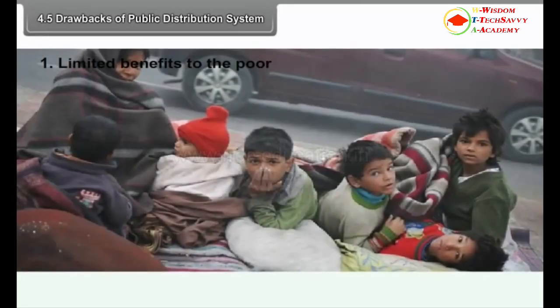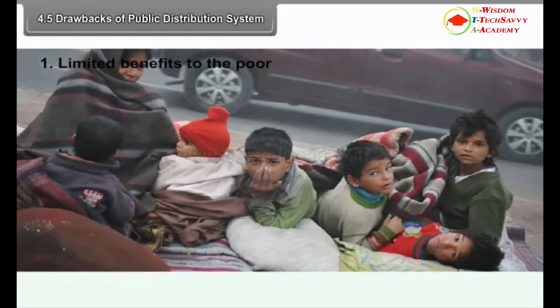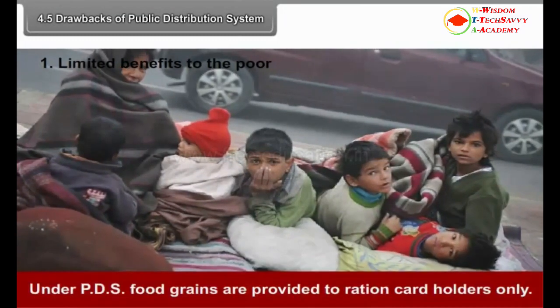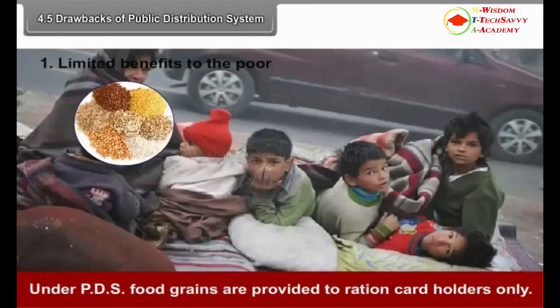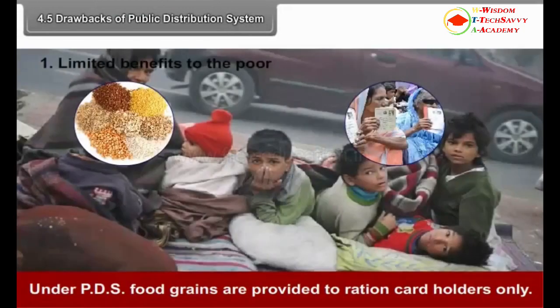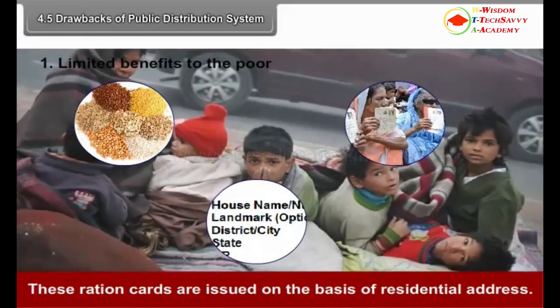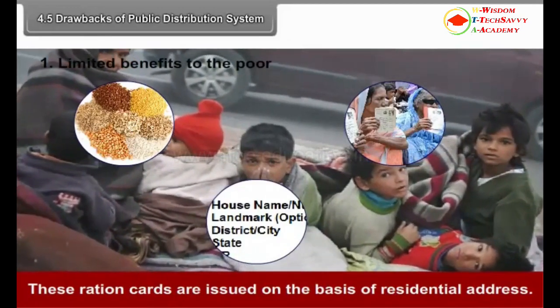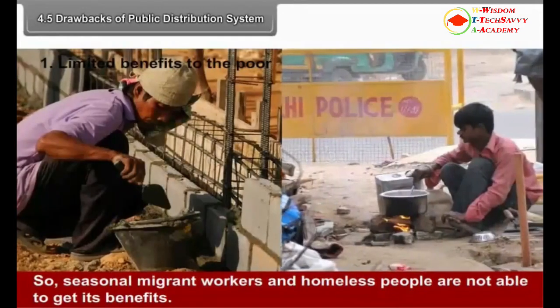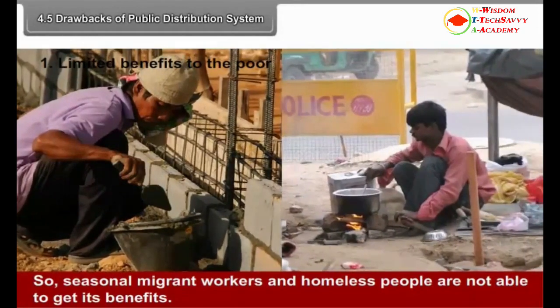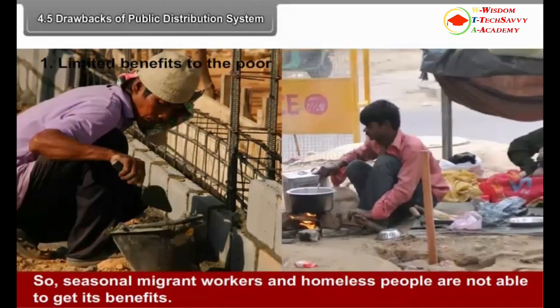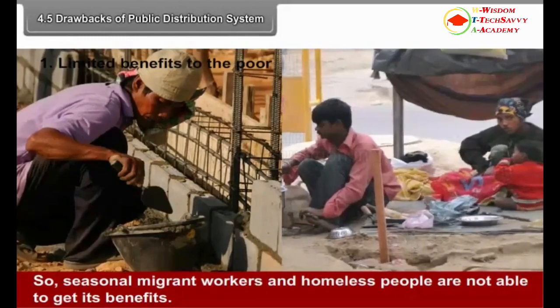4.5 Drawbacks of the public distribution system. 1. Limited benefits to the poor. Under PDS, food grains are provided to ration card holders only. These ration cards are issued on the basis of residential address. So seasonal migrant workers and homeless people are not able to get its benefits.